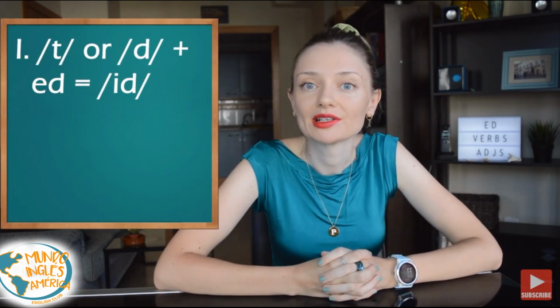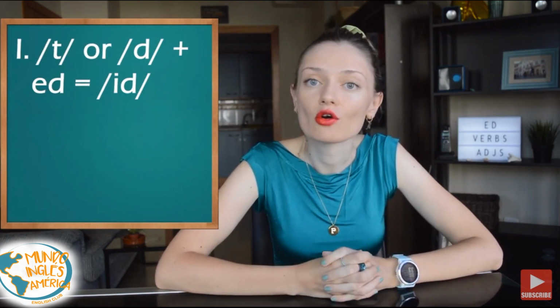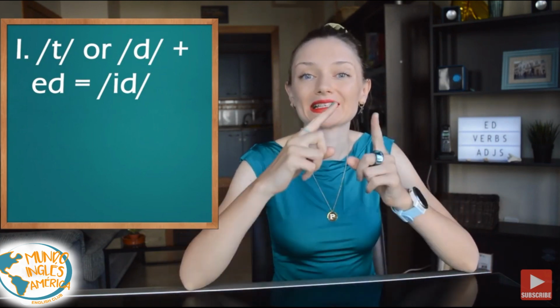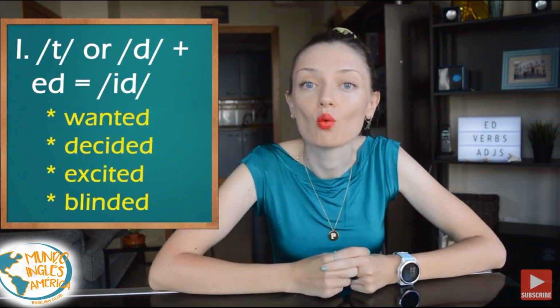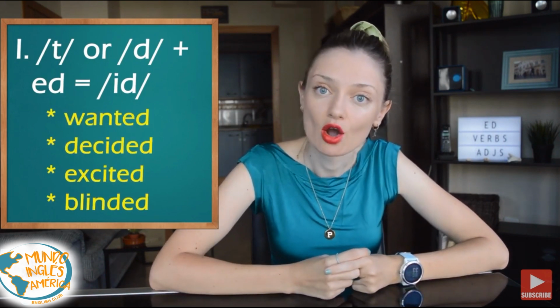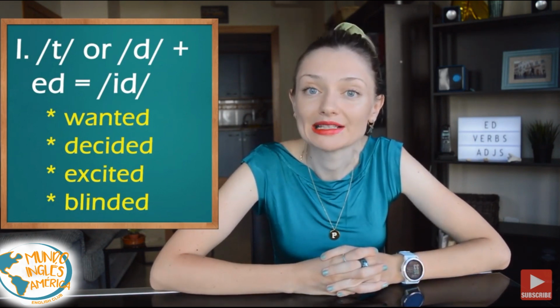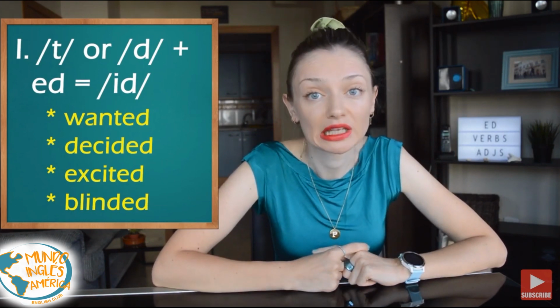Basically, there are three groups. Let's look at the first group. If the pronunciation of the final sound, not letter, of the infinitive is t or d, and we add ed, the pronunciation is id. For example, wanted, decided, or some adjectives, excited or blinded. So only in this case we pronounce the letter E.